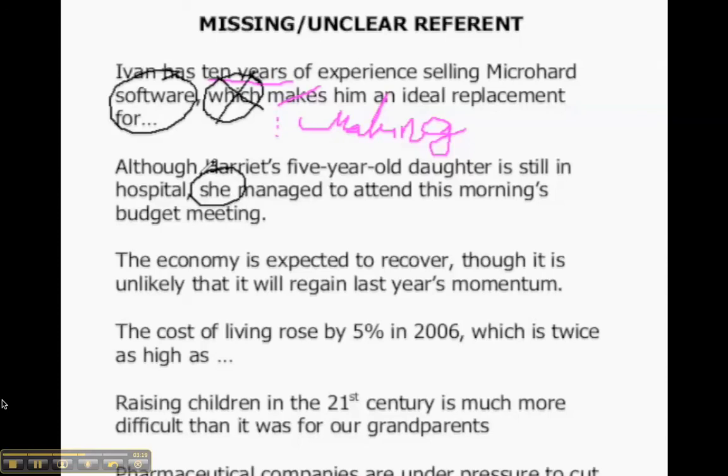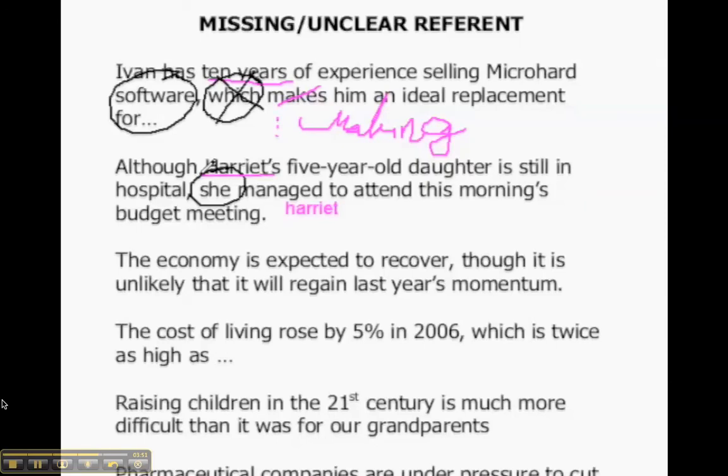And I would look for a way to restructure it. I could simply say, although Harriet's 5-year-old daughter is still in hospital, Harriet managed, so replacing she with Harriet. Or I could say, Harriet managed to attend this morning's budget meeting, although her 5-year-old daughter is still in hospital. Yes, I think those are the best ways. Good. Now, this next one here is a little more subtle.